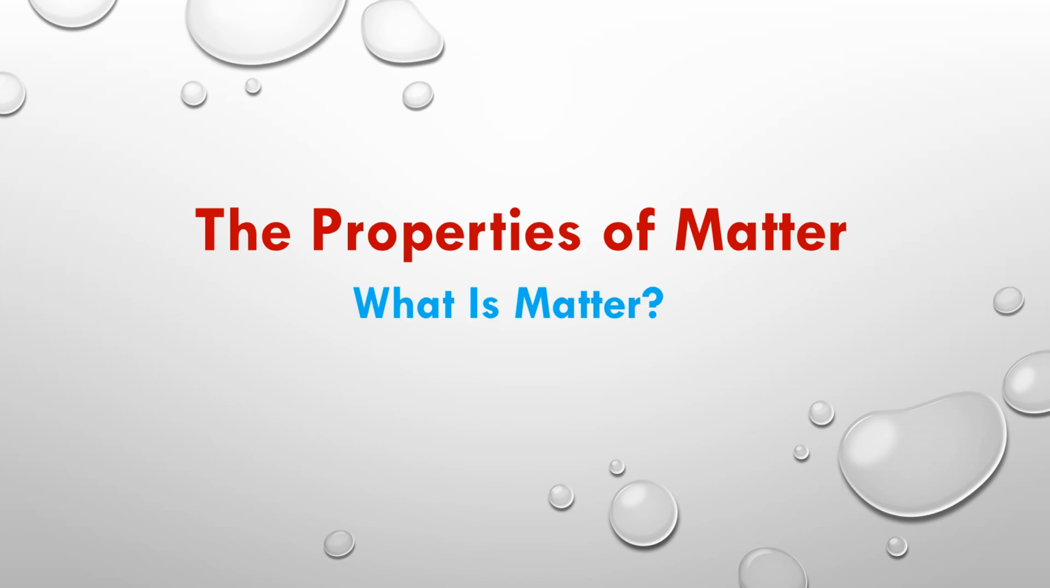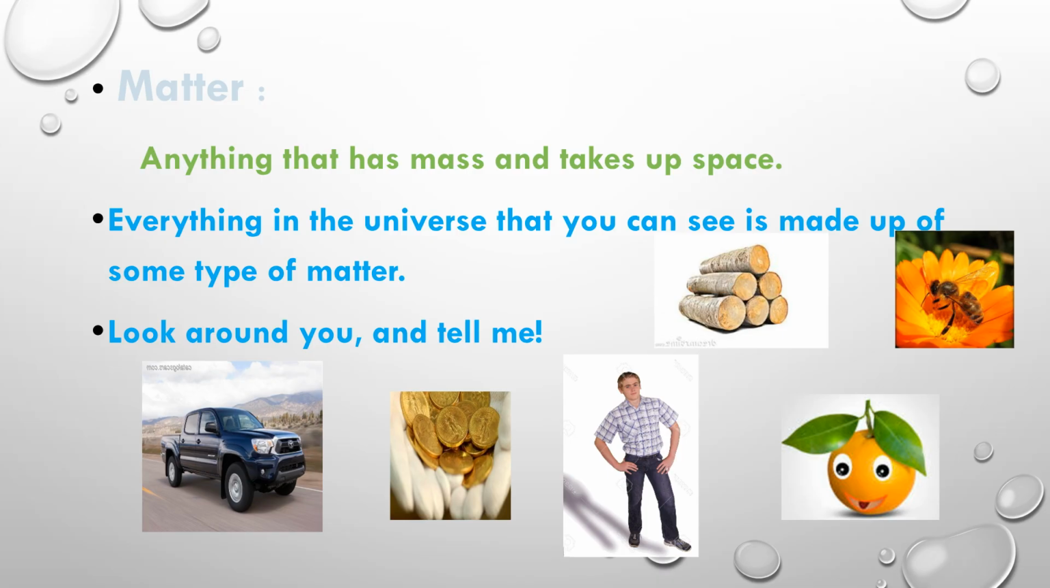In this video, we'll explore what matter is and its fundamental characteristics. Matter is anything that has mass and takes up space. Everything you see around you, from logs to a bee to a car or even people, is made of matter. To summarize, matter is defined by having both mass and volume.